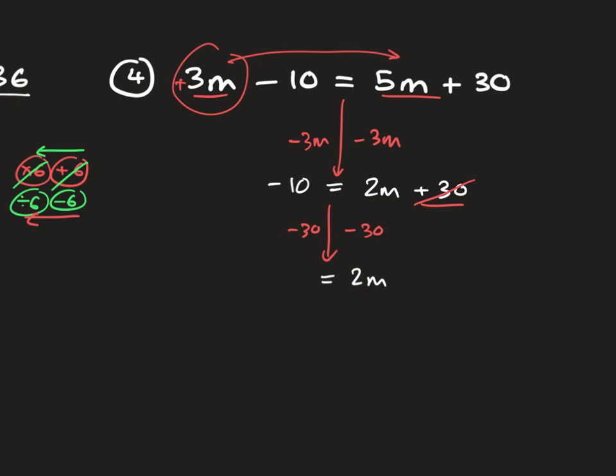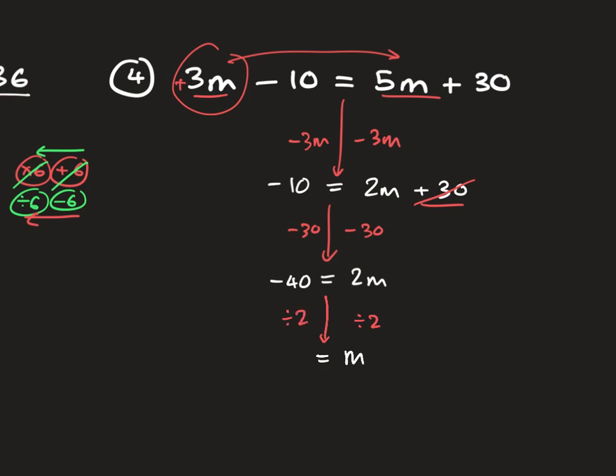So if you're at minus 10 degrees and it gets colder by 30 degrees, that will actually give us minus 40. Okay, now all we have to do to get the m on its own, because we're just trying to get the m here, is divide by 2. So we divide both of those by 2.